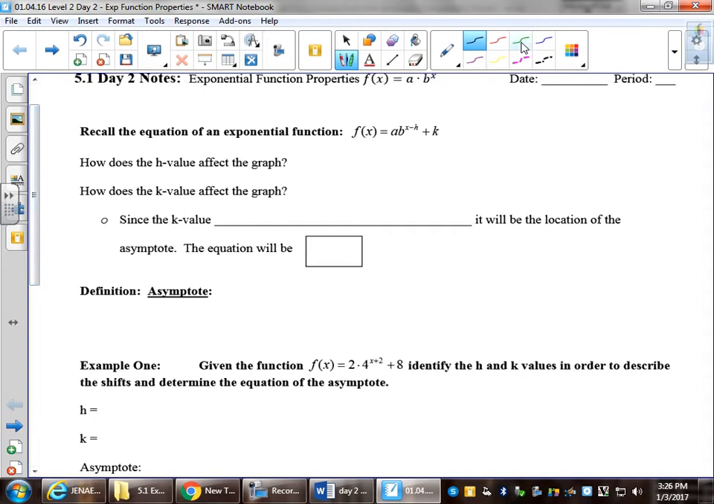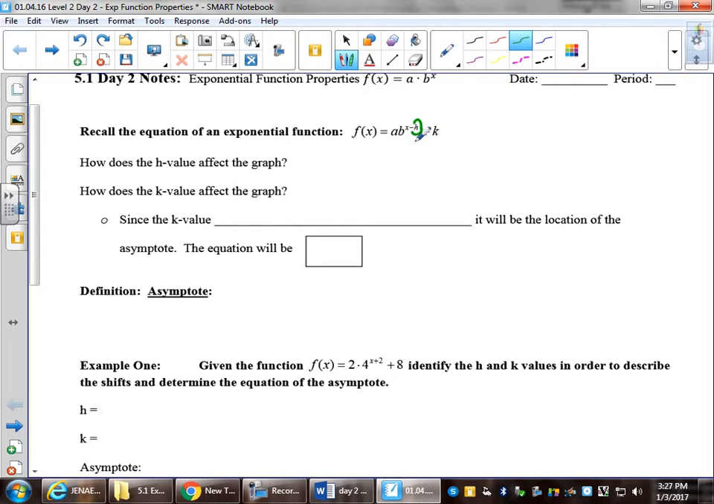If you have some highlighters, that would be good. From time to time, I will be highlighting pieces to help them stand out. Let's first answer, how does the h value affect the graph? So very carefully, I'm going to try to circle h, but I don't want to write over the negative sign. So if you can circle it without covering up the minus sign.